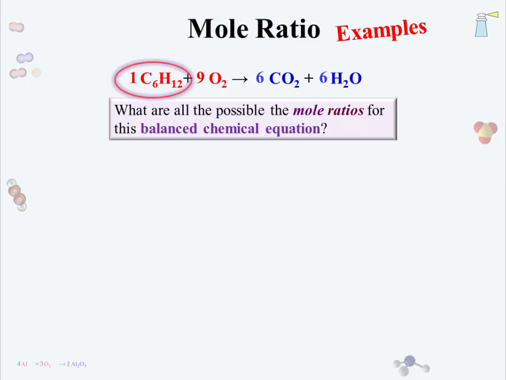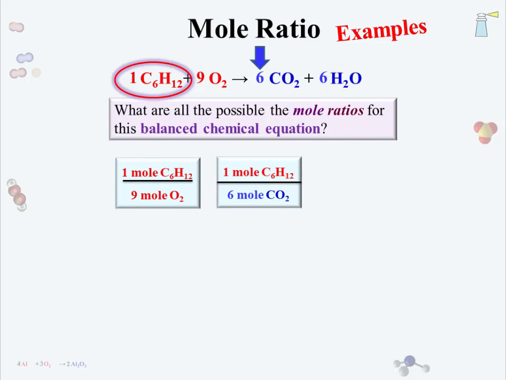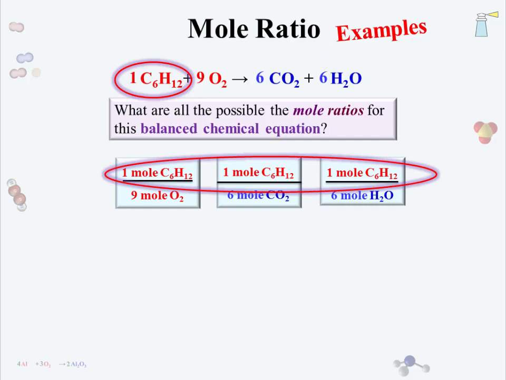Starting with the first compound, a mole ratio can be generated with 1 mole of C6H12 in the numerator and 9 moles of oxygen in the denominator, and one with 6 moles of CO2, and one with 6 moles of water. 1 mole of C6H12 with each of the other compounds.